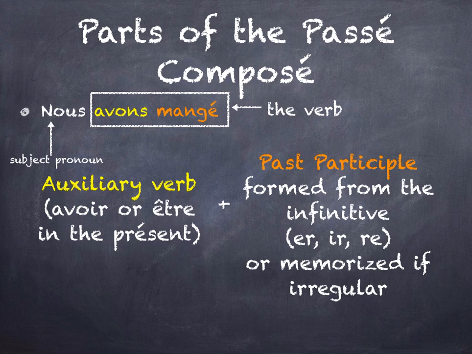Remember that nous is, of course, our subject pronoun. It's telling us who is doing the action of eating. We are. Our verb is that whole entire section, avons mangé. Even if it's two words, that's our verb. The auxiliary verb plus the past participle is the passé composé verb. We must have both words. It does not do us any good to deconjugate this. The verb of this sentence is not manger, it's not to eat or eating. The verb is have eaten, avons mangé.